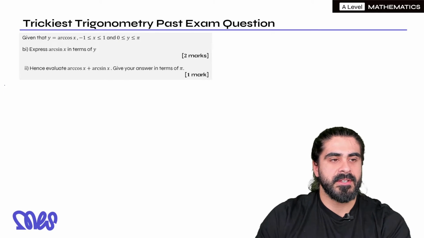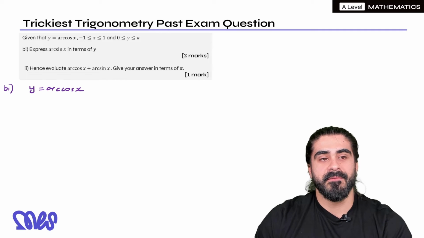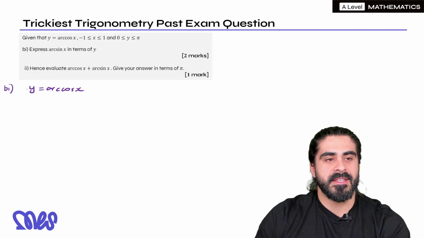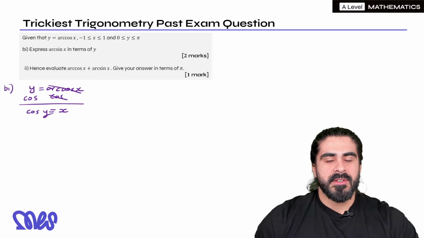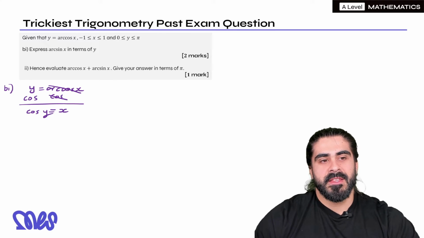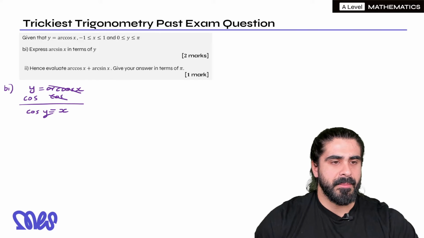Those that did attempt this, they would have written down y equals arc cos x. Now, they recognize that arc cos represents the inverse of cos. So, we want to rewrite it by taking cosine of both sides, because cos will cancel arc cos, and we're left with x equals cos y. I'd say a decent amount of students did manage to write this, but from here is where a lot of mistakes started happening.